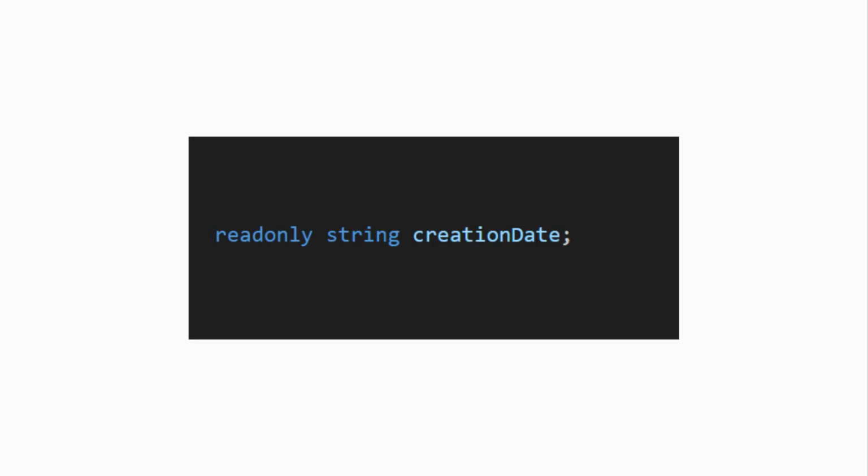A readonly variable uses the readonly keyword and is a bit more flexible. You can set its value either at the point of declaration or in the object it belongs to. This means that each object can have a different value for the readonly variable. But once that value is assigned for that object, it cannot change.